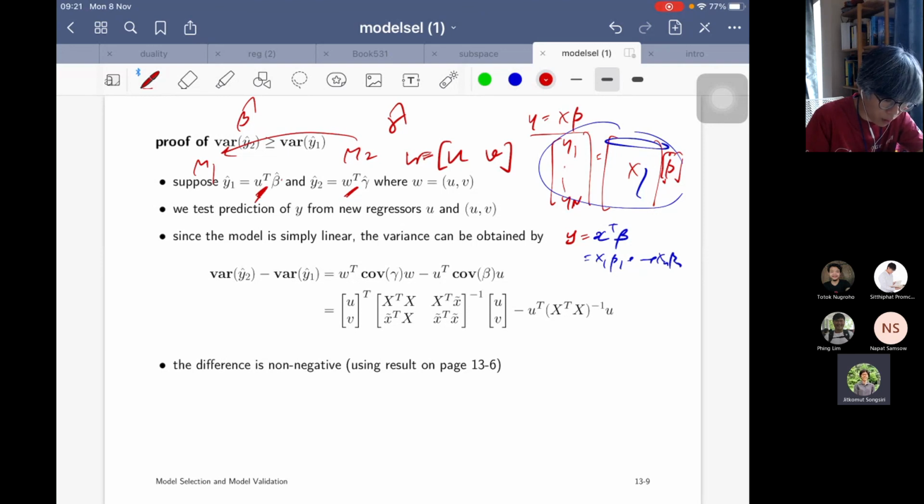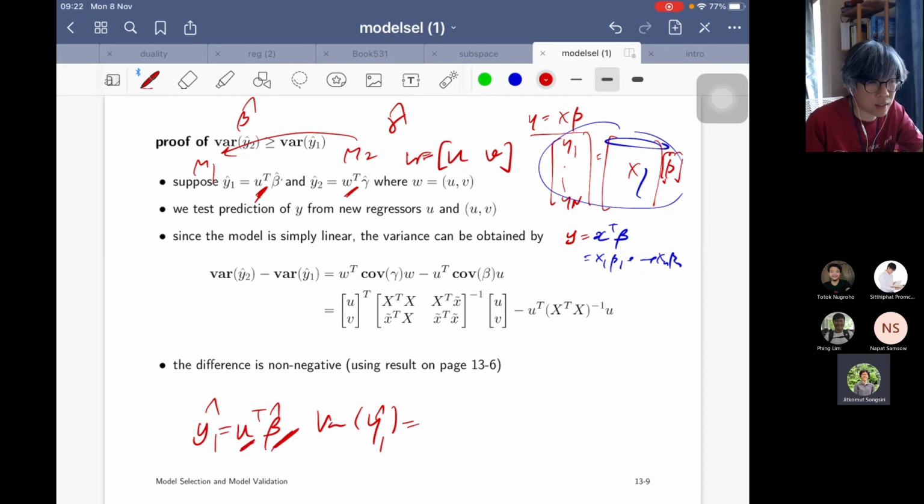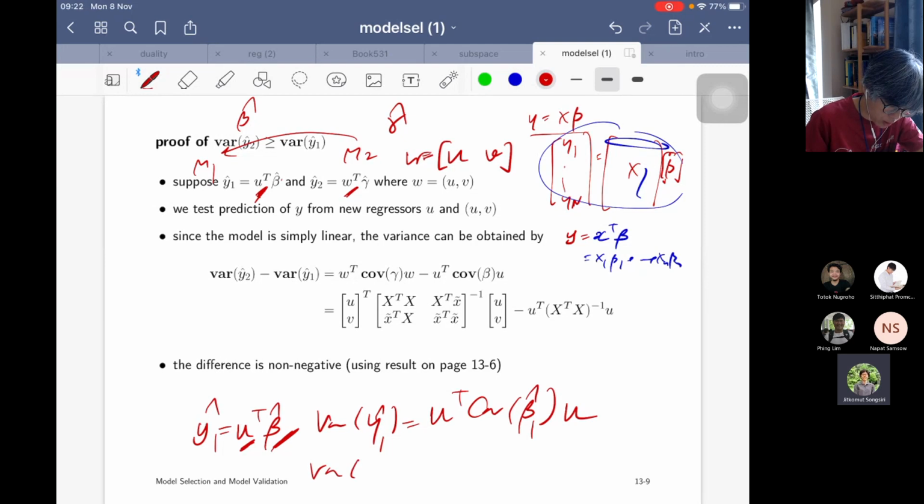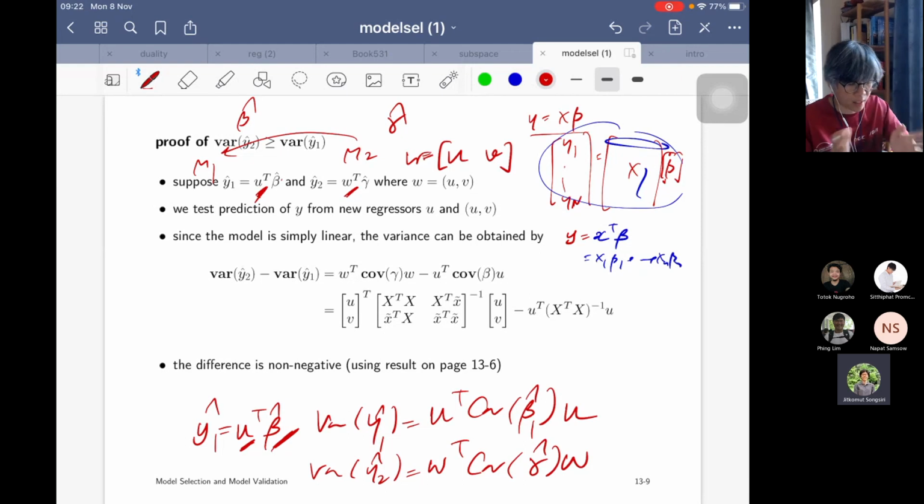So we're going to compute the variance for y equals U transpose beta. Of course, the variance of y1 hat, this is linear in beta hat, so the variance is going to be U transpose covariance of beta hat times U. The variance of y2 hat is going to be W transpose covariance of gamma hat times W, because y hat is linear in the estimator.